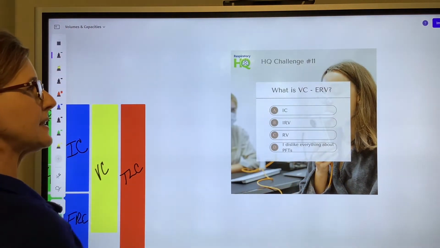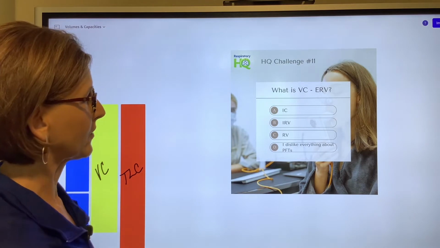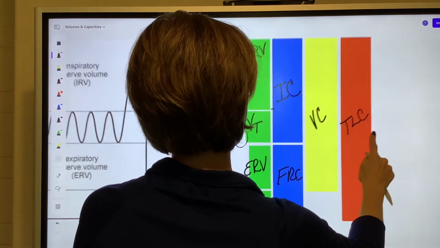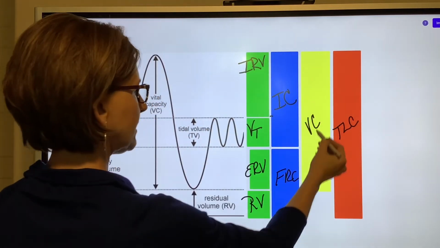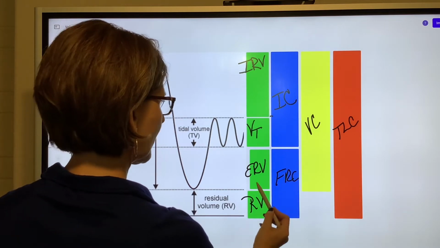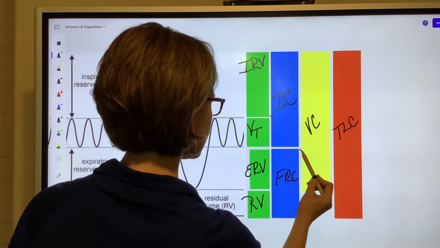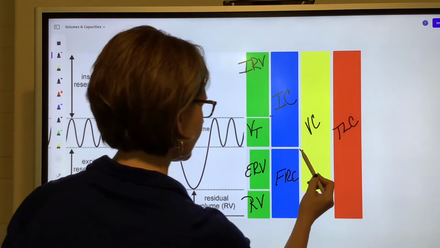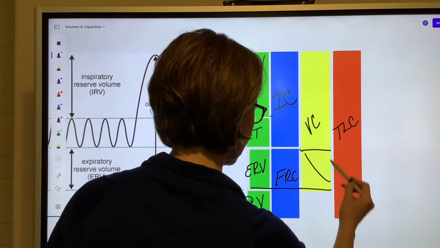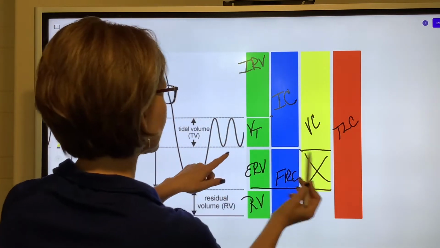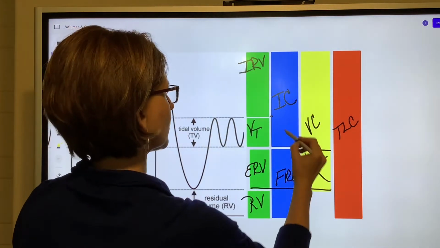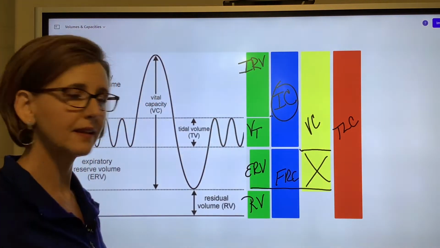What is VC minus ERV? So let's go back to the chart and let's just look. If we take VC, which is here in the yellow, and from VC we remove ERV, which is over here at the green, we're saying, okay, with this ERV, we're getting rid of that. What's left over? Well, what's left over is from this division up. So what's left over is the IC.